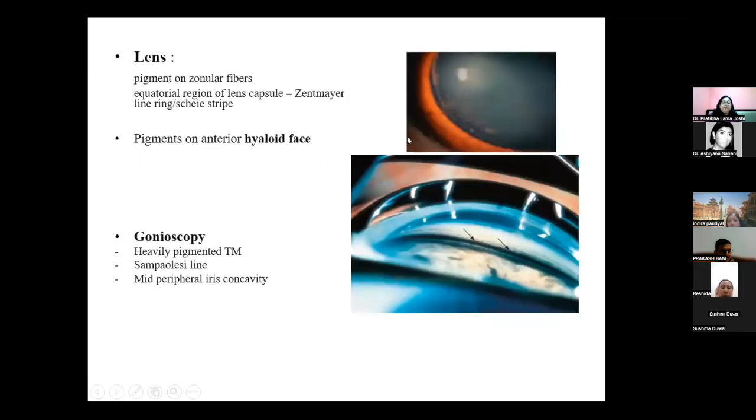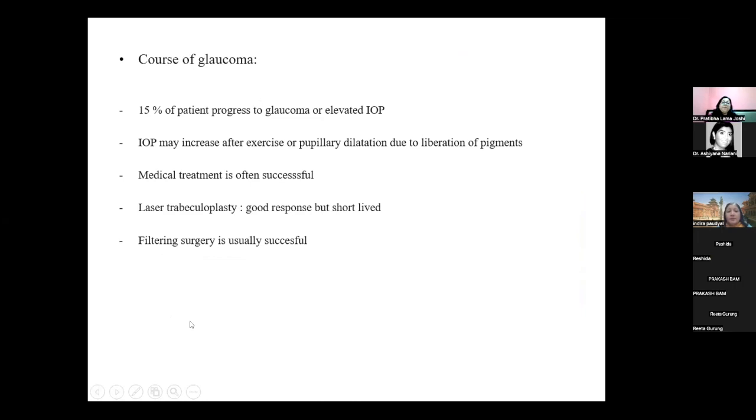In the lens, after dilatation, we can see the deposition of pigments in the lens equator, also known as Zentmayer ring. And we can even see pigments in the anterior hyaloid. In the course of glaucoma, 15% of patients with pigment dispersion syndrome progress to glaucoma. And from the history, we can find out that the IOP rises after exercise or pupillary dilatation due to the liberation of more pigments.